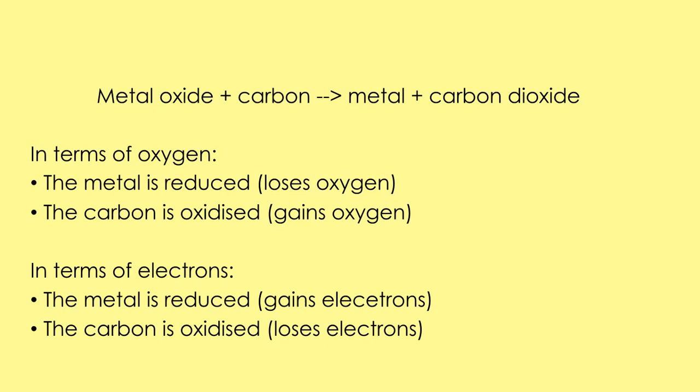If we look at this in terms of electrons, then the metal is being reduced because it's gaining electrons, and the carbon is being oxidized because it's losing electrons. But it's easier to see in this equation in terms of oxygen rather than electrons. We'd have to look at specific examples to look at the electrons.